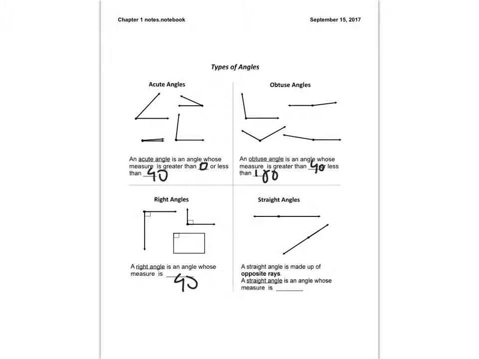And a straight angle is made up of opposite rays, and a straight angle is an angle whose measure is 180 degrees. It's a straight line, and these are all in degrees, so I should put my proper notation.